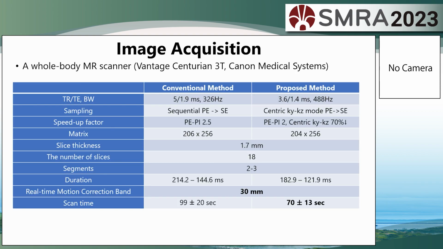Here are the image acquisition parameters. The proposed method resulted in a 70% reduction of the sampling. The slice thickness was 1.7 millimeter, and the number of slices was 18. As I said, the real-time motion correction band was set at 30 millimeters. And these are the scan times shown here.